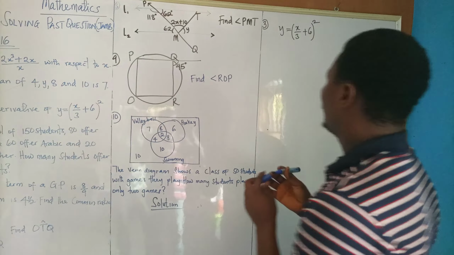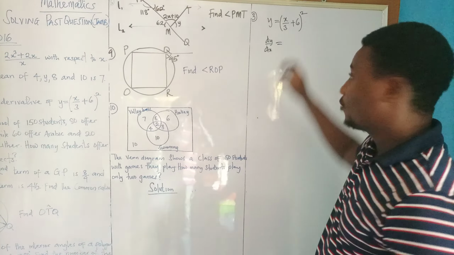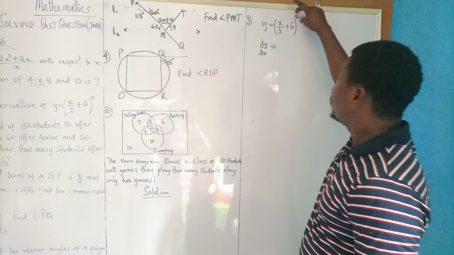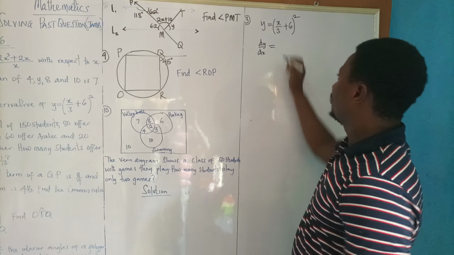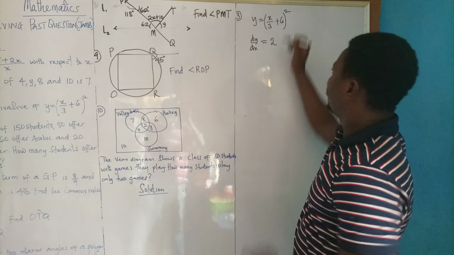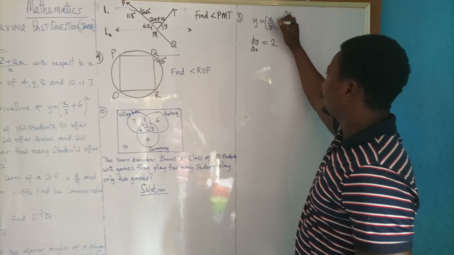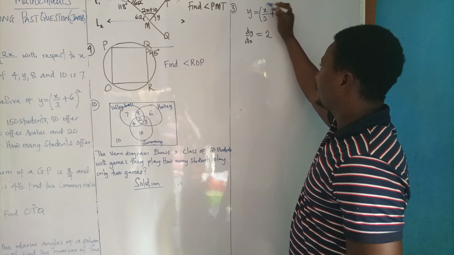So from here, we can say dy/dx is equal to, let us differentiate with respect to the power of this bracket. Differentiating with respect to this power, the 2 will come down. And don't forget, anytime you are differentiating, the power will turn to coefficient and the power will be reduced by 1. So let us now differentiate this x. This is the only variable we have here. Differentiating x/3 gives us 1/3. The derivative of 6 is 0, so it is not necessary.